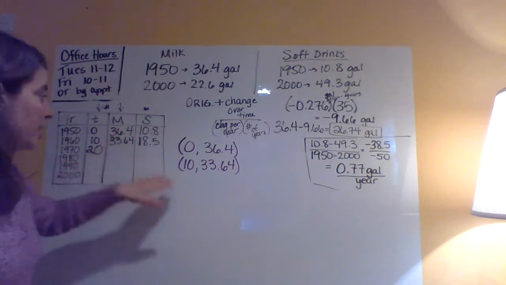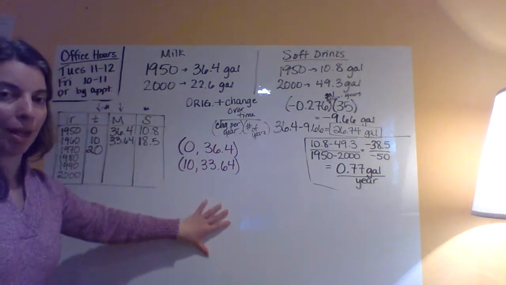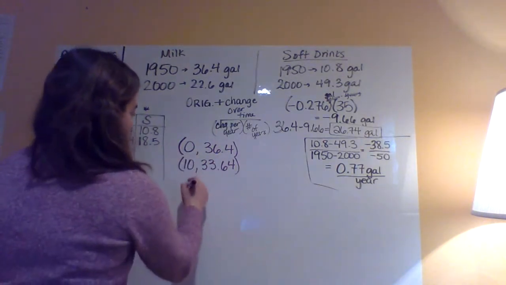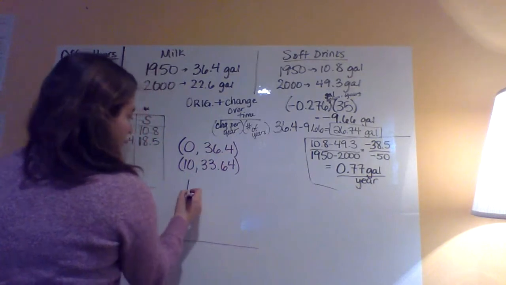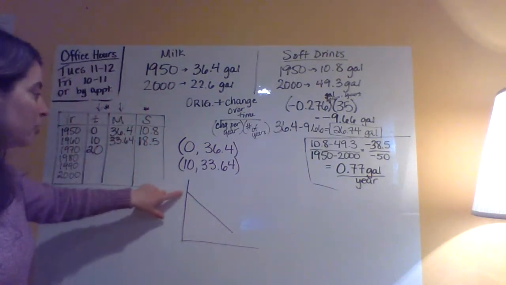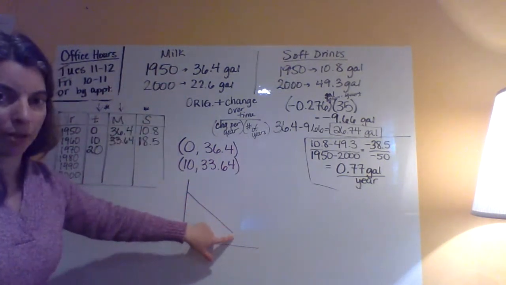Then you're going to have 20 comma something, 30 comma something. You're going to graph all those for milk, and that will give you one line. Okay, let's think about what that line is going to look like. The milk line is going to look like this, right? Because milk started out higher and is going lower.